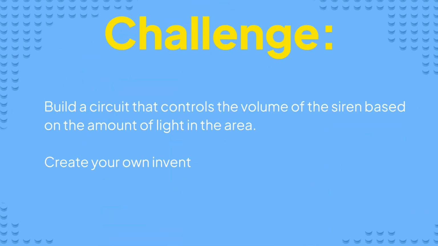Do you want another challenge? We know we can use the photoresistor in order to adjust the voltage to certain devices. Can we do the same with the speaker? Can you think of a use for us to be able to control the volume of a speaker using light? Go ahead and come up with your own invention, a reason why we might be able to use light in order to control the volume of a device.